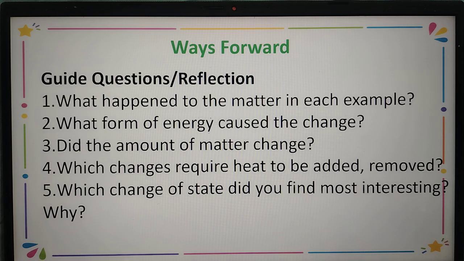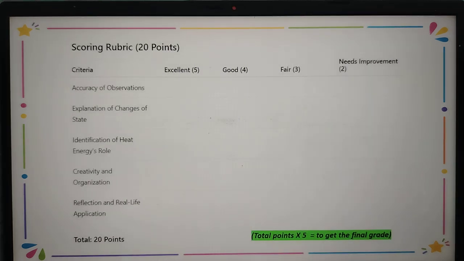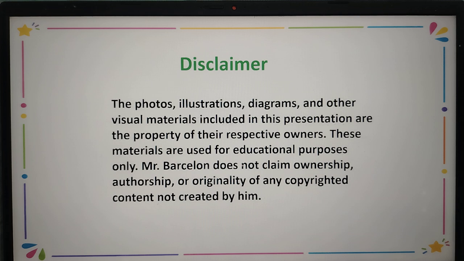The learners can answer just like this one. They need to answer the guide questions and number 5 for a reflection. It's scoring rubrics, so they can be graded. This one, 5 points each. To get the final grade, it's just multiplied by 5.